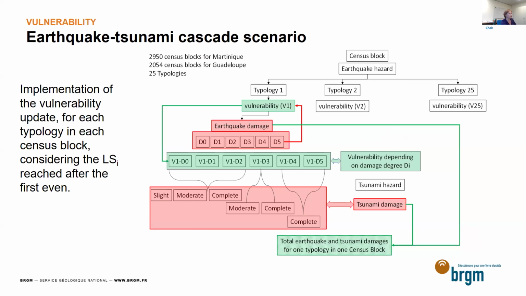So we have done this for each census block and for each typology. For example, here we have typology 1, we have vulnerability 1, so the intact vulnerability without damage. And then we have the earthquake analysis, and this typology can have 5 damage degrees and no damage. And then we use this damage degree for making a new vulnerability depending on damage degree. And for the second step of the analysis, we have vulnerability 1 for damage degree 0, so intact building. And then we have vulnerability 1 for damage degree 1, and so on. It's quite similar to what Konstantinos just presented before. And we have done this for all the typologies and all census blocks.